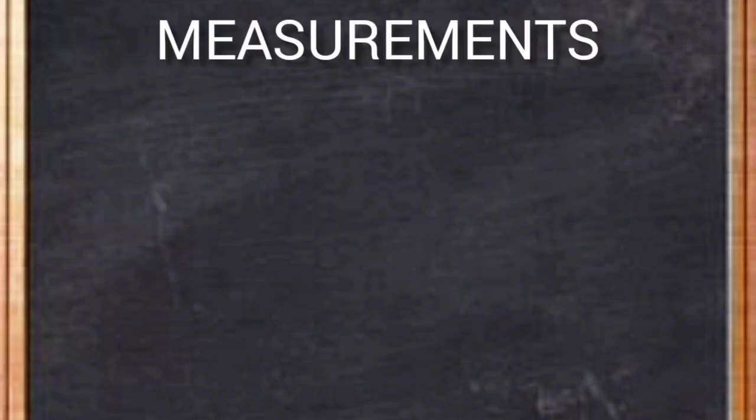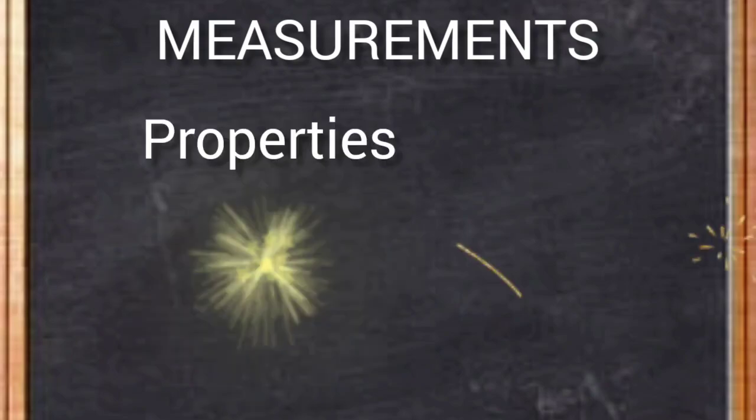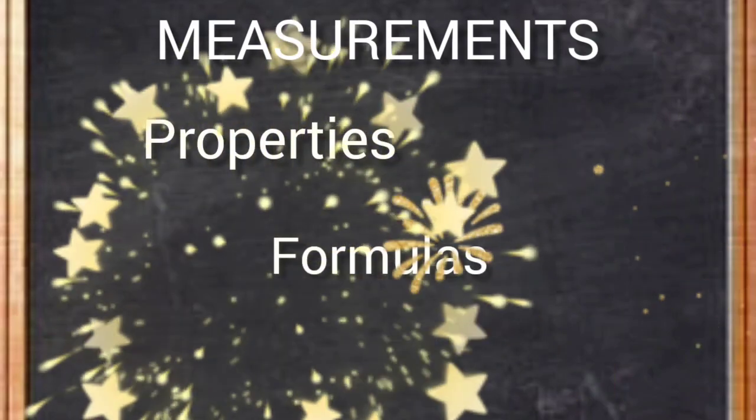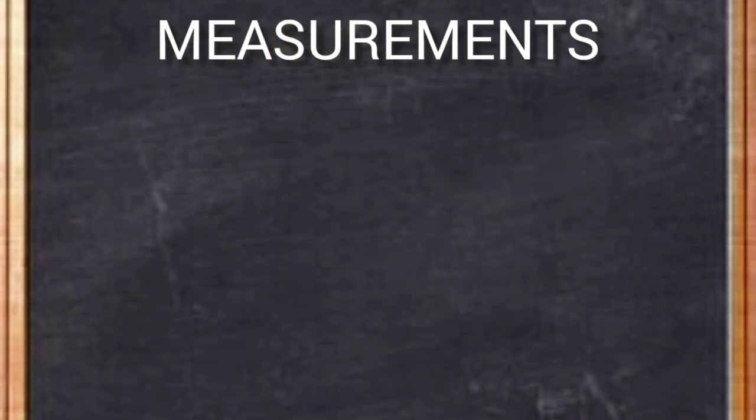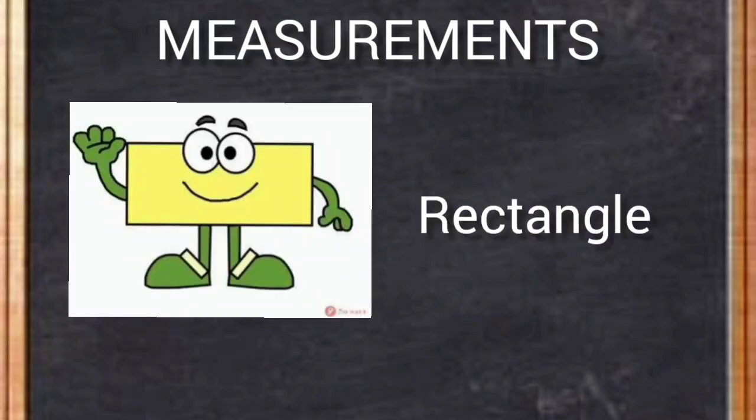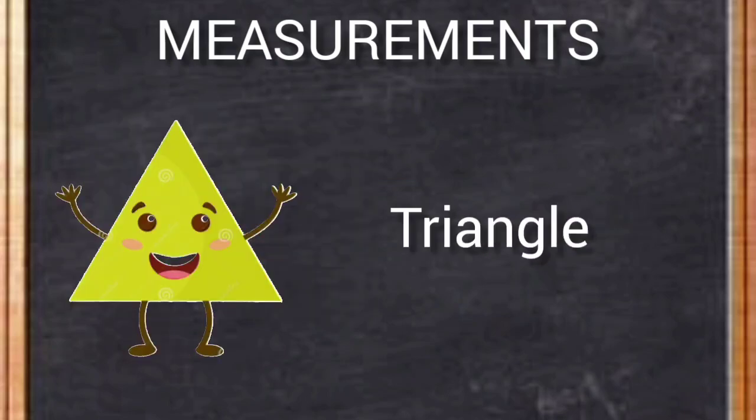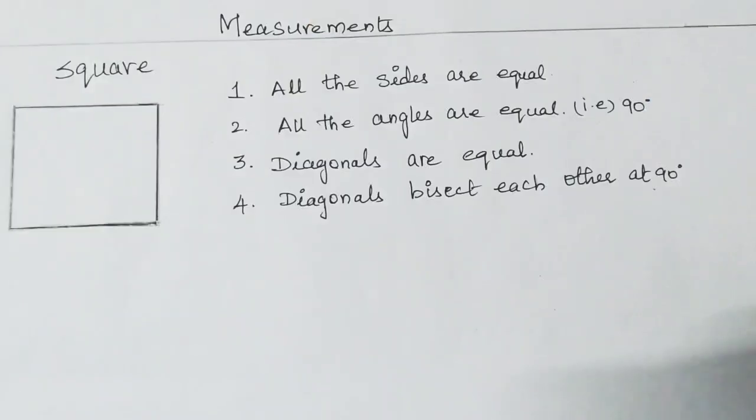In measurements, we are going to see the properties, formulas, and how to calculate area and perimeter of basic three shapes, that is square, rectangle, and triangle. Let's start. First, we'll see about square.